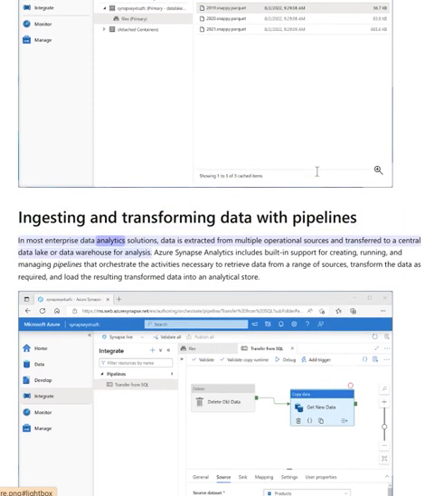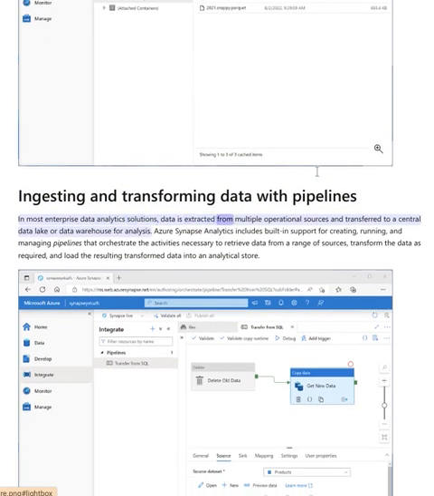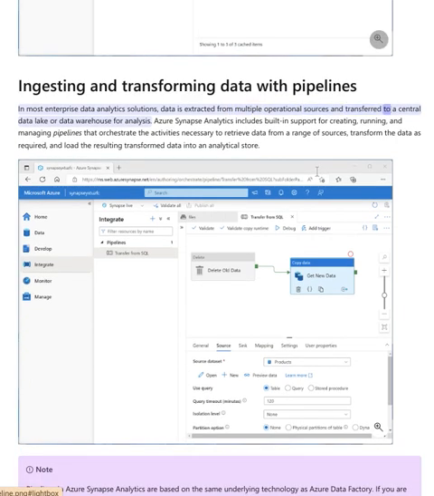In most enterprise data analytics solutions, data is extracted from multiple operational sources and transferred to a central data lake or data warehouse for analysis.